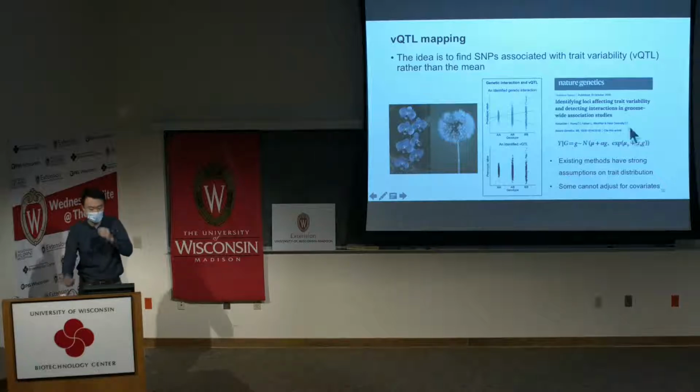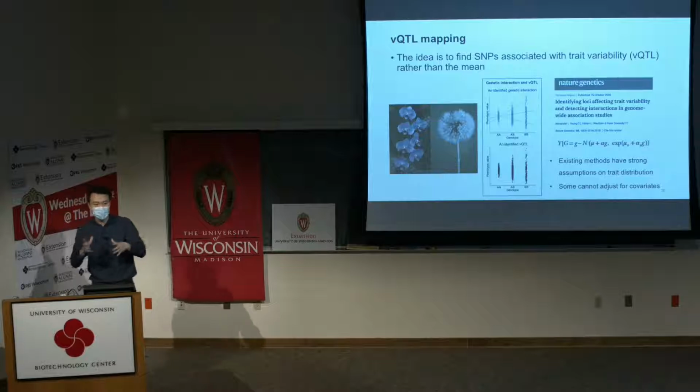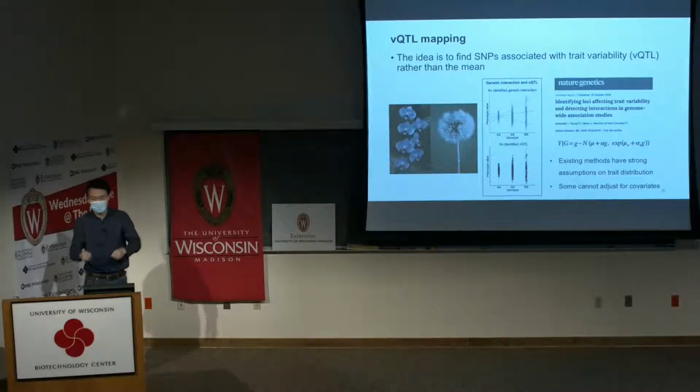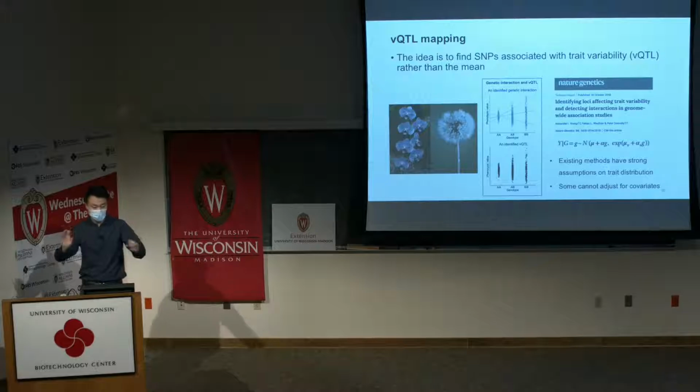And the limitation of models like HLMM is that it has a very strong distribution assumption. If your underlying distribution is not normal, everything looks completely different. And it's not clear whether this type of likelihood-based method is actually robust to the distribution assumptions. And I'm going to show you examples to show that in practice this is actually quite important. Anyway, this is the intuition. We're trying to find VQTL. What is VQTL? It's genetic variants associated with trait variability. That's what V stands for.